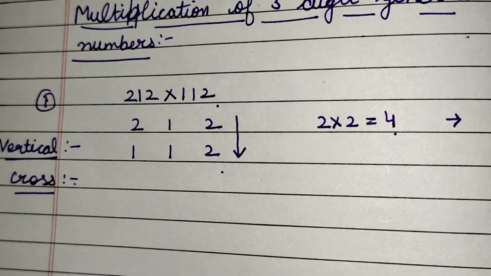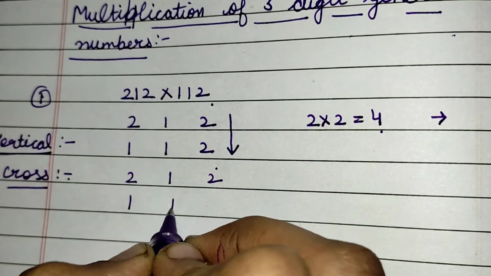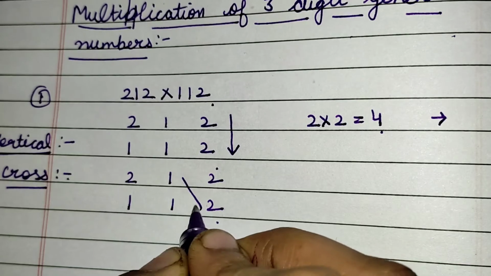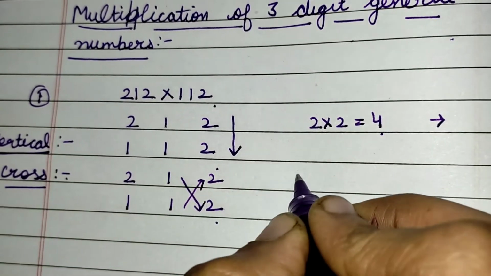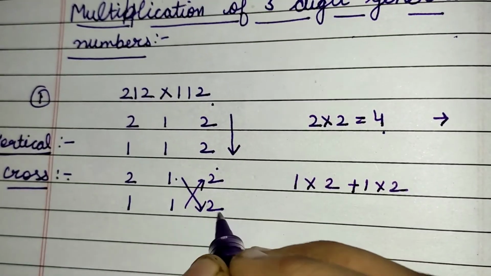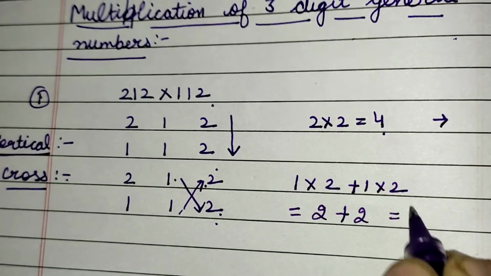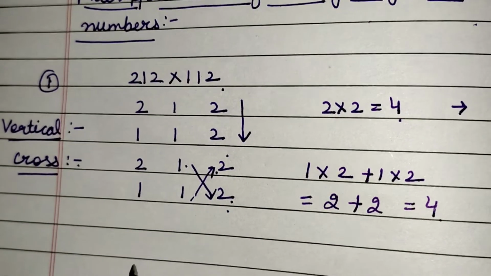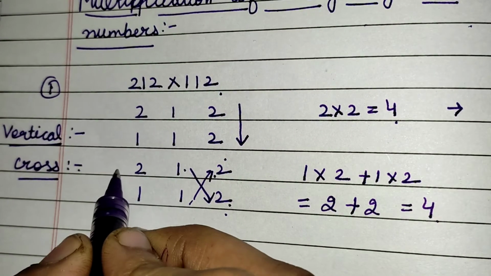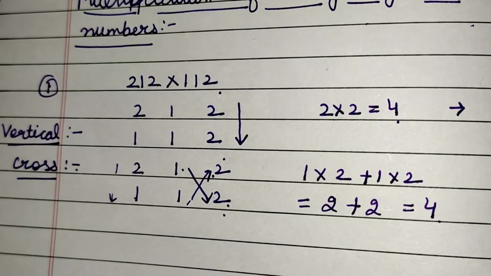Next, write down the cross multiplication result. What will you get in the cross multiplication result? Write down your numbers again like this, 212 and 112, and do the cross multiplication. You will get 1 into 2 plus 1 into 2, which will give you 2 into 2 is equal to 4. Earlier, when we were doing the 2-digit multiplication, our next step was the vertical multiplication of these two numbers.